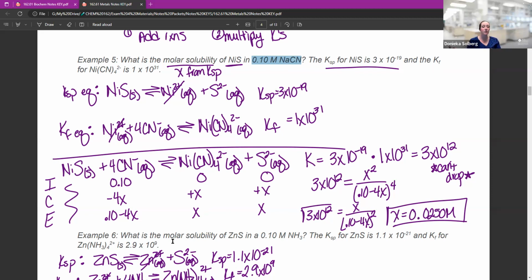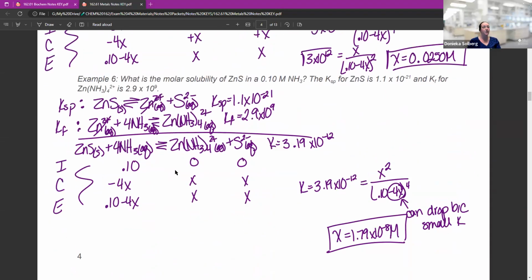It's very similar, and then check your answer. For number 6, I did my KSP equation, breaking zinc sulfide into its ions. That's my KSP. I did the formation of my compound, which is zinc and 4 ammonias make this complex. Formation is this. I added them together, and the K value is 3.19 times 10 to the negative 12.